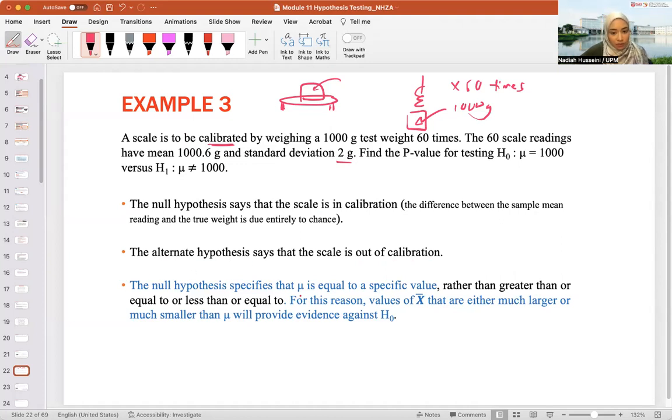The null hypothesis specifies that mu is equal to a specific value rather than greater or equal or less than or equal to, meaning you have that equality thing. So here you have that equality, equal to 1,000, so you know that this is the null hypothesis right off the bat. For this reason, the values of the sample mean that are either much larger or much smaller than mu will provide evidence against the null hypothesis. So this is what we're looking at.